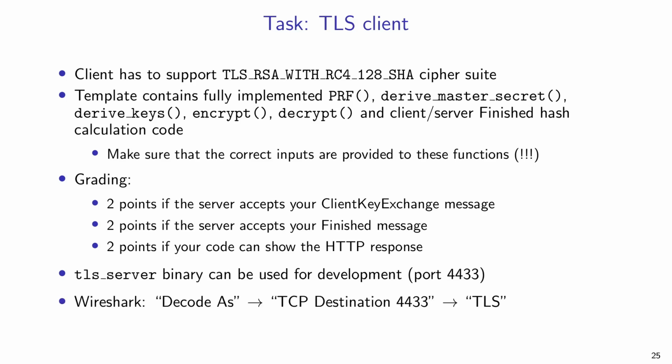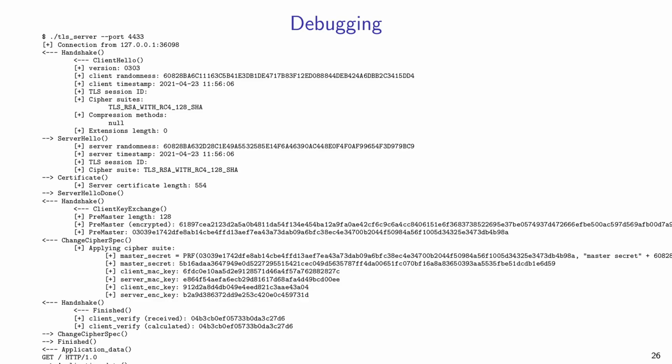If you are using Wireshark to see the raw TLS packets that are sent over the wire, you have to configure Wireshark so that it can decode traffic to port 4433 as TLS traffic. Right-click on the packet, then decode as TCP destination port 4433, and select TLS protocol. By default, Wireshark will decode TLS traffic only if it is sent to port 443, so you have to adjust it if a non-standard port is used.